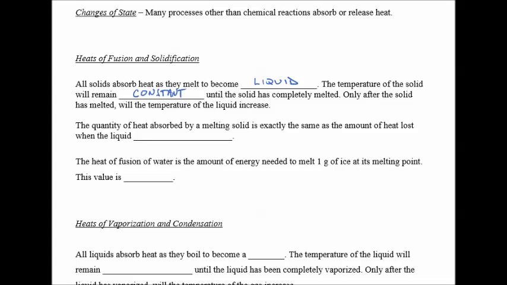The quantity of heat absorbed by melting a solid is exactly equal to the amount of heat released when a liquid freezes. The heat of fusion of water has a value. It's the energy needed to melt 1 gram of ice at its melting point. This value is 334 joules per gram. We can find the value in Table B.